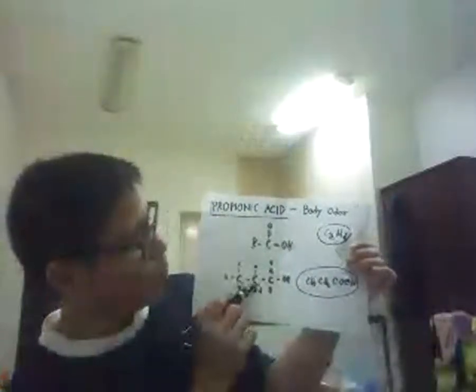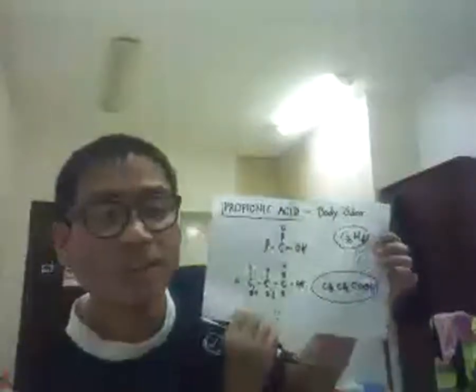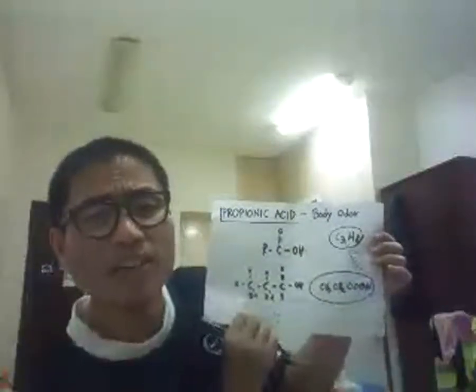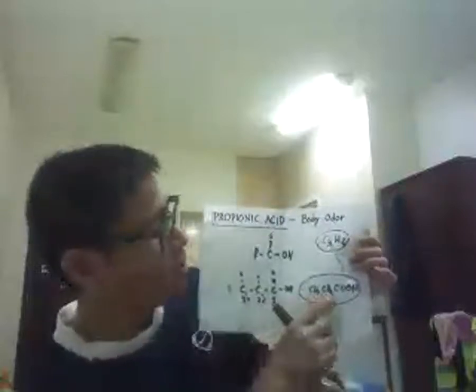CH3, CH2, COOH, CH3, CH2. In this case, I don't memorize the general formula of propionic acid. So by this time, I can create the general formula by counting, right? So how many carbon? 1, 2, 3. So 3 carbon.